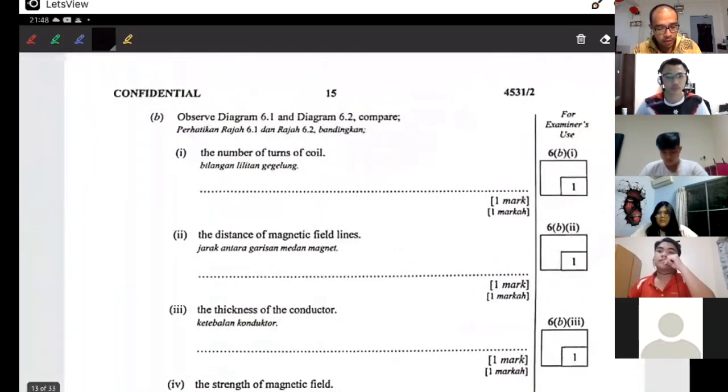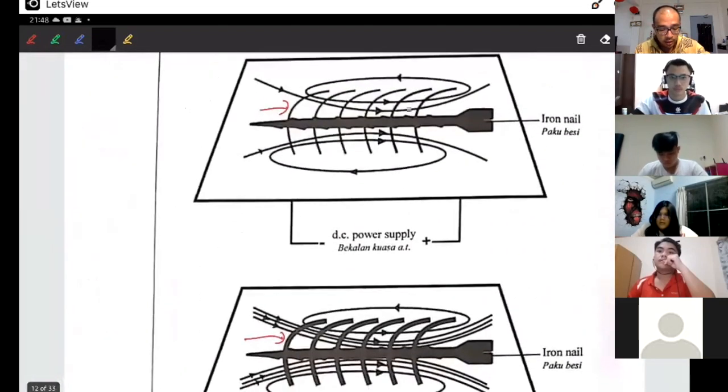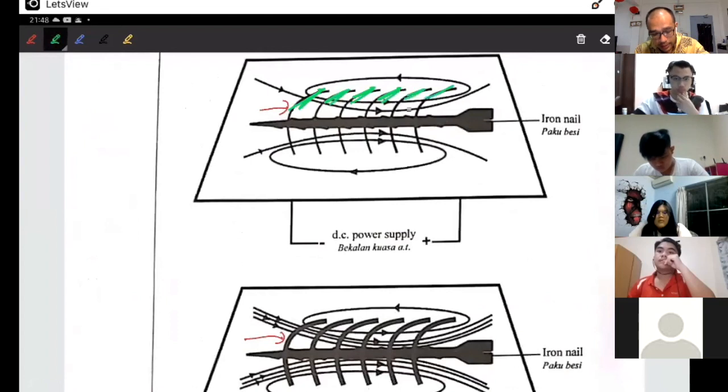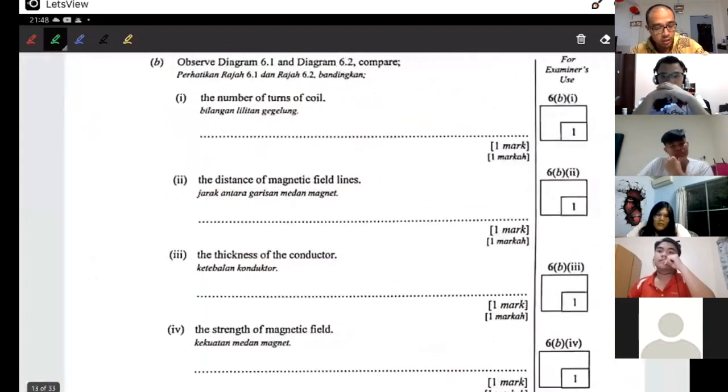Okay, let's compare the number of turns in a coil, the distance between the magnetic field lines, and the thickness. The number of turns, if we see over here: 1, 2, 3, 4, 5, 6. Six turns over here. And here also 1, 2, 3, 4, 5, 6. So the number of turns of the coil is the same.